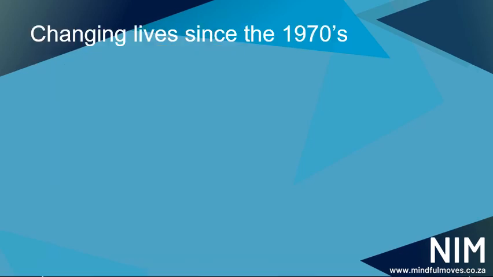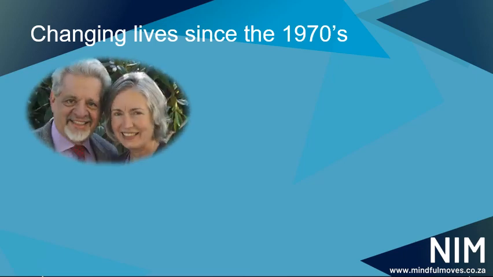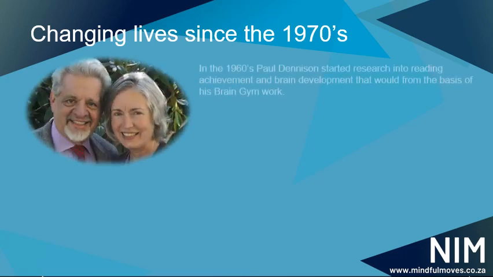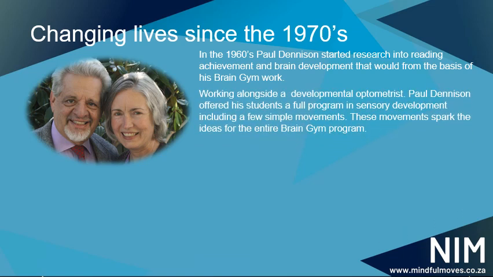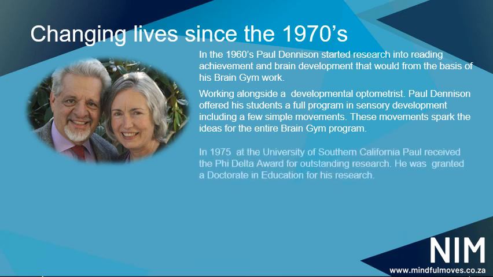So, changing lives since the 1970s is Paul Dennison and Gail Dennison. So in the 1960s, Paul Dennison started research into reading achievement and brain development that would form the basis of his Brain Gym work. Working alongside a developmental optometrist, Paul Dennison offered his students a full program in sensory development, including a few simple movements. These movements sparked ideas for the entire Brain Gym program.